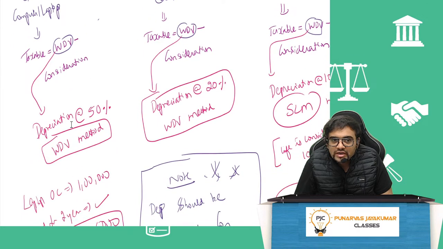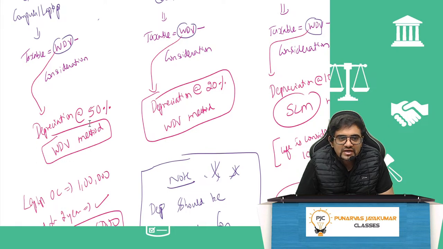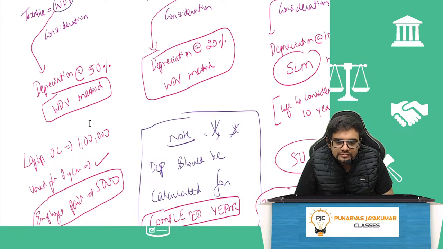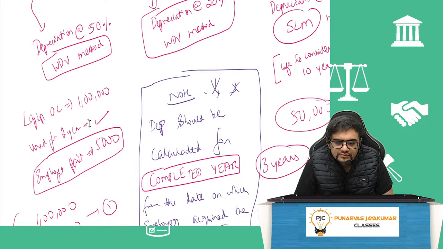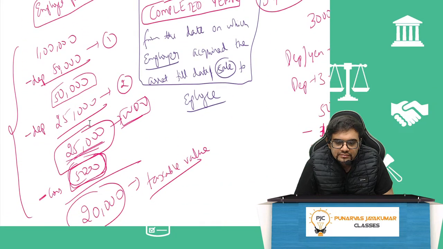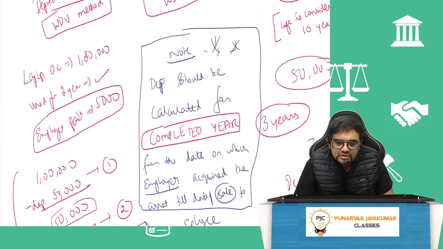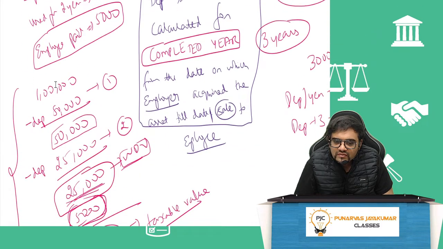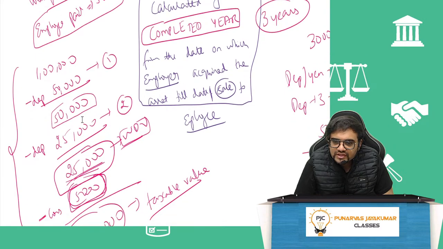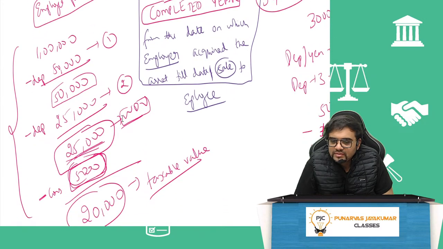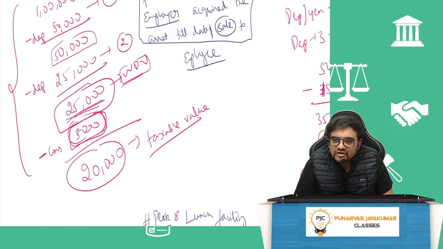WDV should be computed not as per income tax 40%. Normal, you know, your WDV. Here they have given 50%. Specific rate is given already. So if you see, laptop was 1 lakh rupees, used for 2 years, employee paid 5,000. What is the taxable perquisite? 1 lakh minus 50,000, that is 50,000. Again 50%, 25,000, that is the WDV. How much did you buy it for? 5,000. 25,000 minus 5,000, 20,000 will be my taxable value.